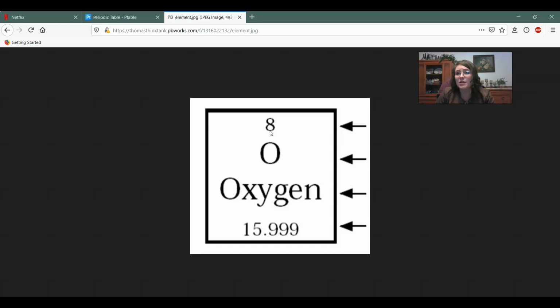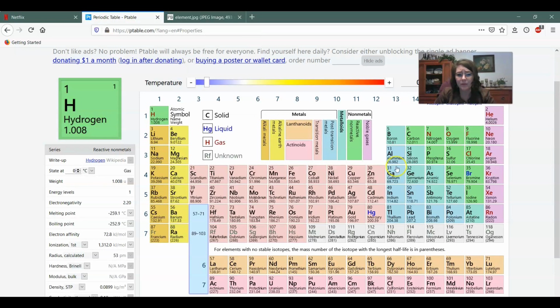And the atomic number tells you the number of protons. So you want to remember that. Those are 2 important things to know about the periodic table.